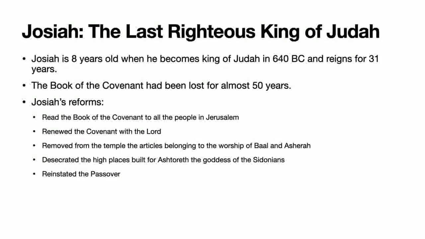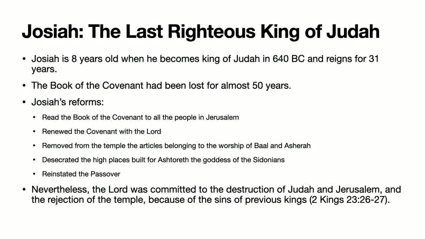He reads the book of the covenant to all of the people in Jerusalem. He renews the covenant with the Lord. He removes from the temple the articles belonging to the worship of Baal and Asherah. He removes the high places that were built for Ashtaroth, the goddess of the Sidonians, and then finally he reinstates the Passover. So he turns the nation on the right path.